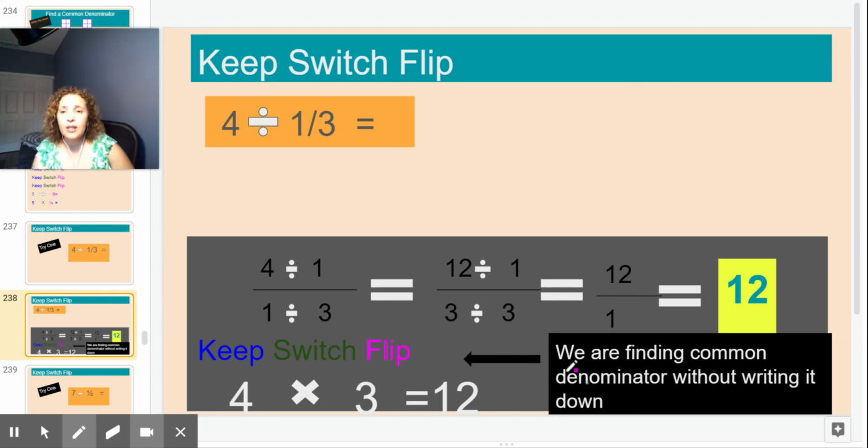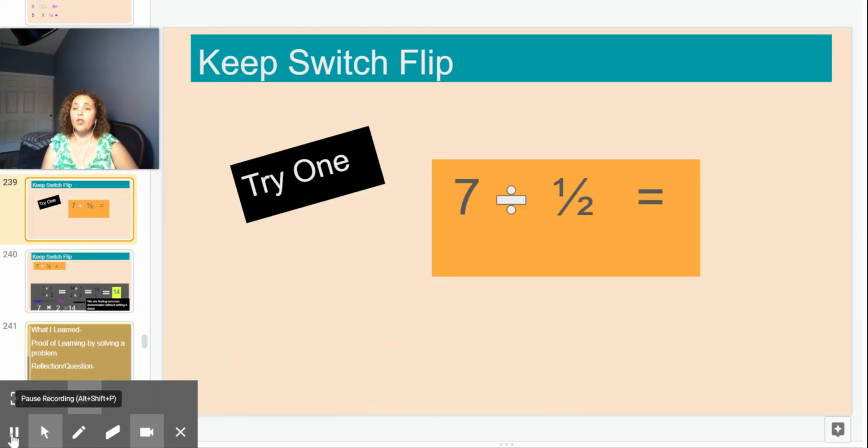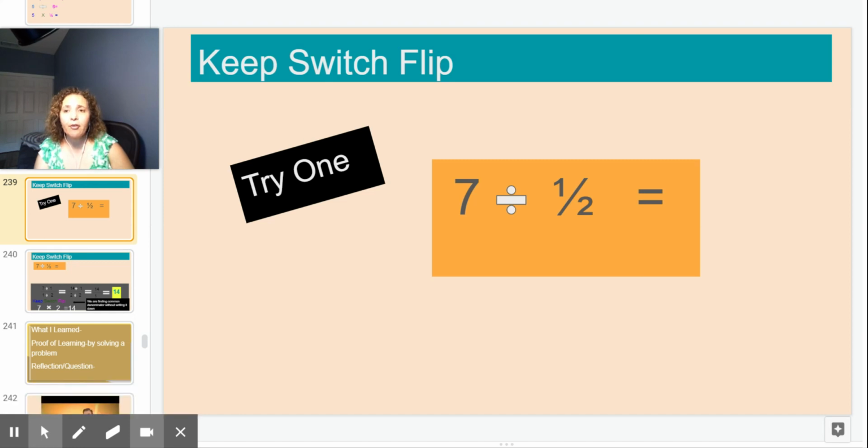So keep, switch, flip. We're finding a common denominator without writing it down. We're keeping the 4. We're switching the operation and we're flipping the 1/3 to make it a 3. 4 times 3 is 12. Wow. So easy, right? Okay. Now that you're a pro at keep, switch, flip, because I know you are by now, right? 7 divided by 1/2. Go ahead and do that one, then come back to me.